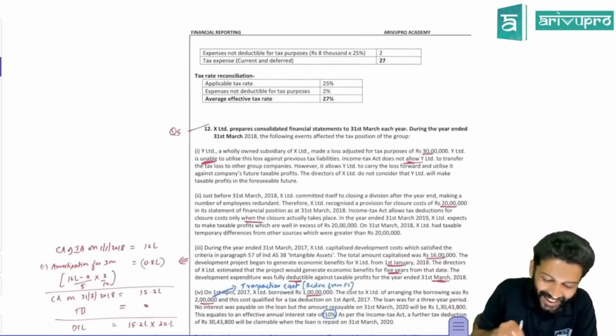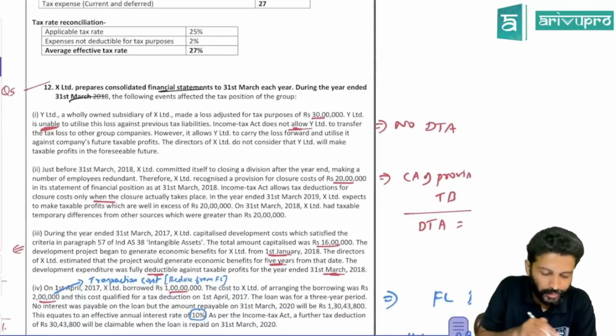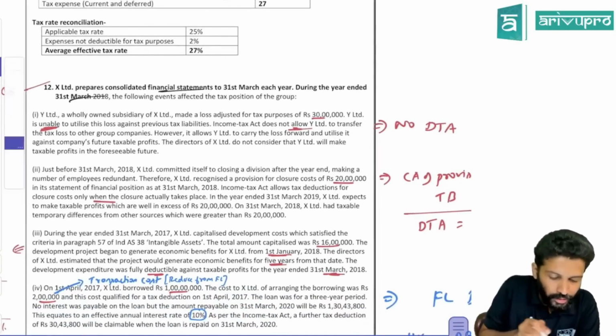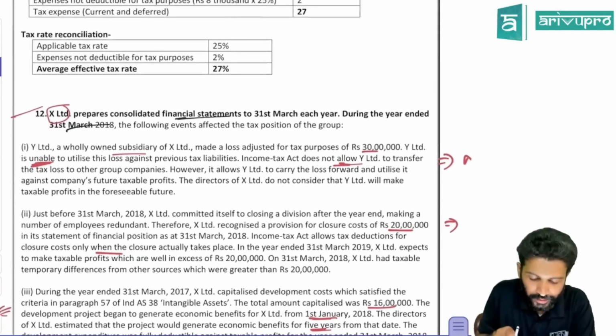That's all. Okay. Next is: X Limited prepares consolidated financial statements every year for the year ended 31st March 2018. They've given various scenarios. We need to talk about them. X company we are talking about is preparing CFS. Y is a wholly owned subsidiary of X. They made a loss.